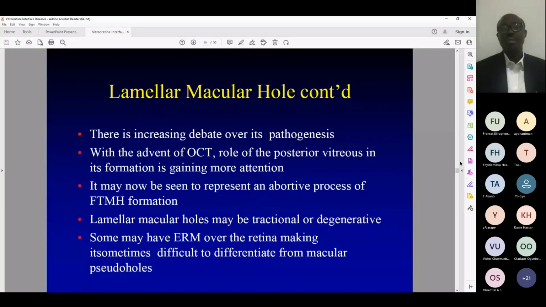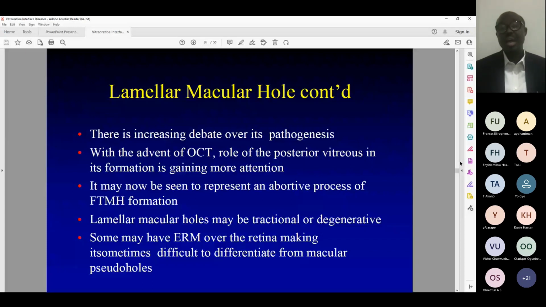There's increasing debate over the pathogenesis of lamellar holes. And with the advent of OCT, the role of the posterior vitreous in its formation is gaining more attention and traction here. So virtually everything is now about the vitreous and its relationship with the retina. It may now be seen to represent an abortive process of a full thickness macular hole. And we will surely get to how full thickness macular holes happen. Lamellar macular holes may be tractional or degenerative. And now there are new classification systems and different schools of thought, and there's currently no consensus on how to even classify them fully. Some may have a retinal membrane over them, making them sometimes difficult to differentiate from macular pseudoholes.